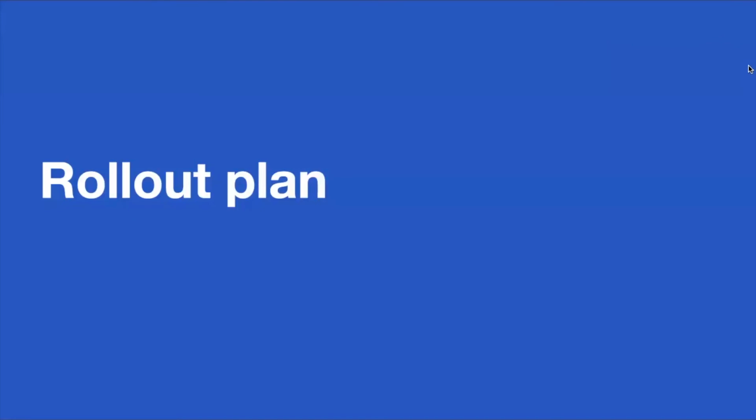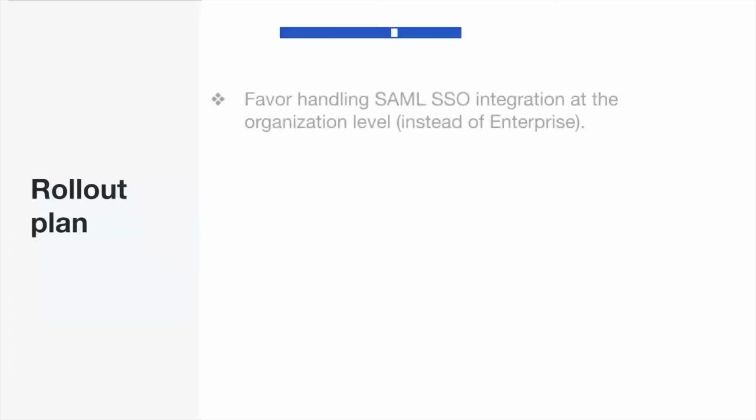So now you might be interested in asking the question, okay, how do I actually roll out that within my enterprise account, within my organizations? Is there a plan for that? Which steps should we follow? So that's why we devised this rollout plan. And you can find the link for the complete rollout plan here in the description. So the first thing is to favor handling SSO integration at the organization level instead of enterprise. For 2 reasons.